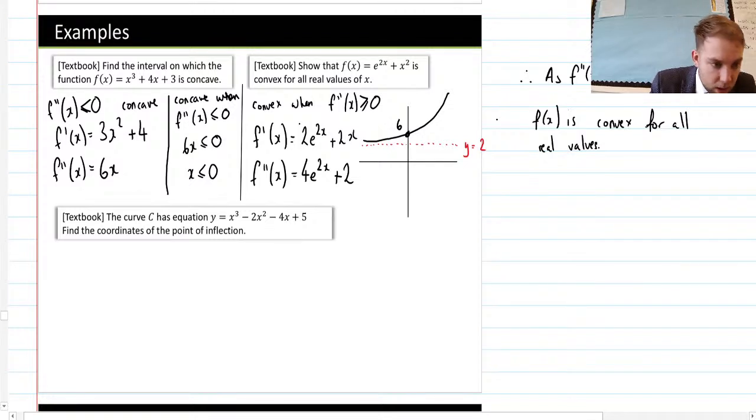Last one then. So curve C has an equation y is equal to x cubed minus 2x squared minus 4x plus 5. Find the coordinates of the points of inflection. I think this is straightforward now. You can probably do this one yourself, but I will go through it just to make sure we understand. First of all, a point of inflection is when d2y by dx squared, which is the second differential, is equal to 0.